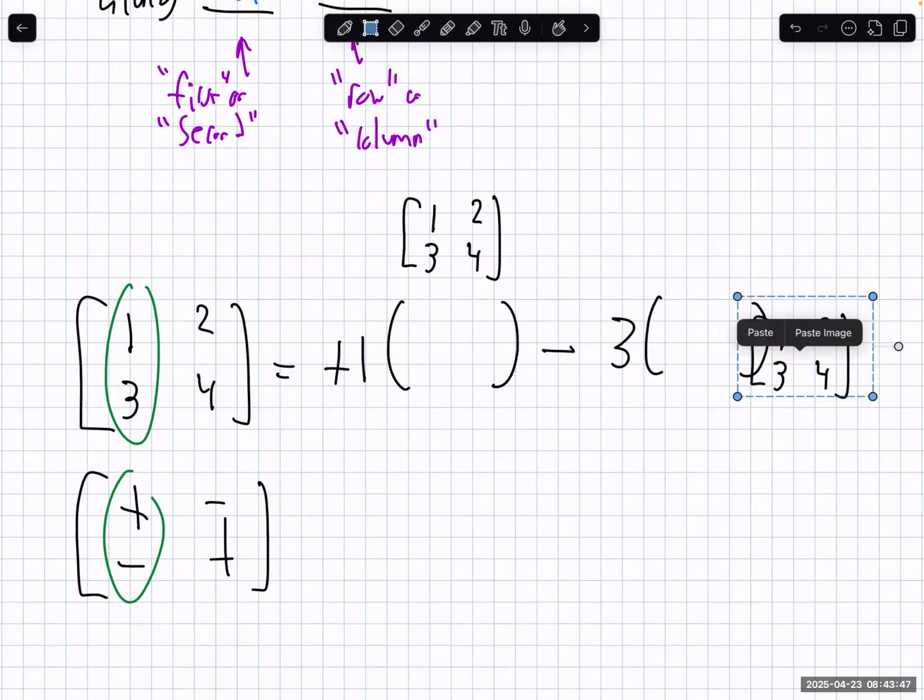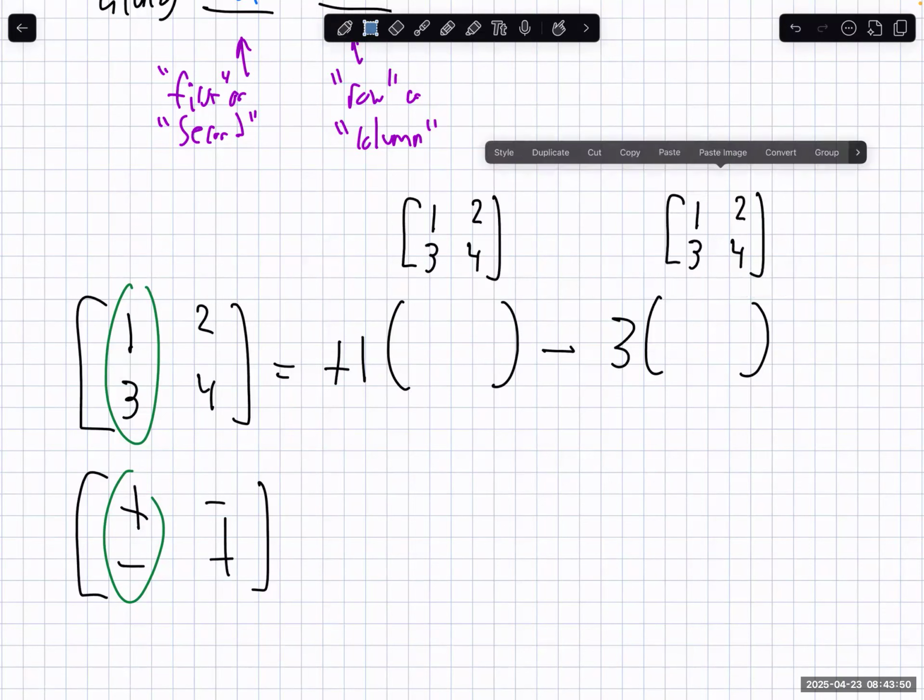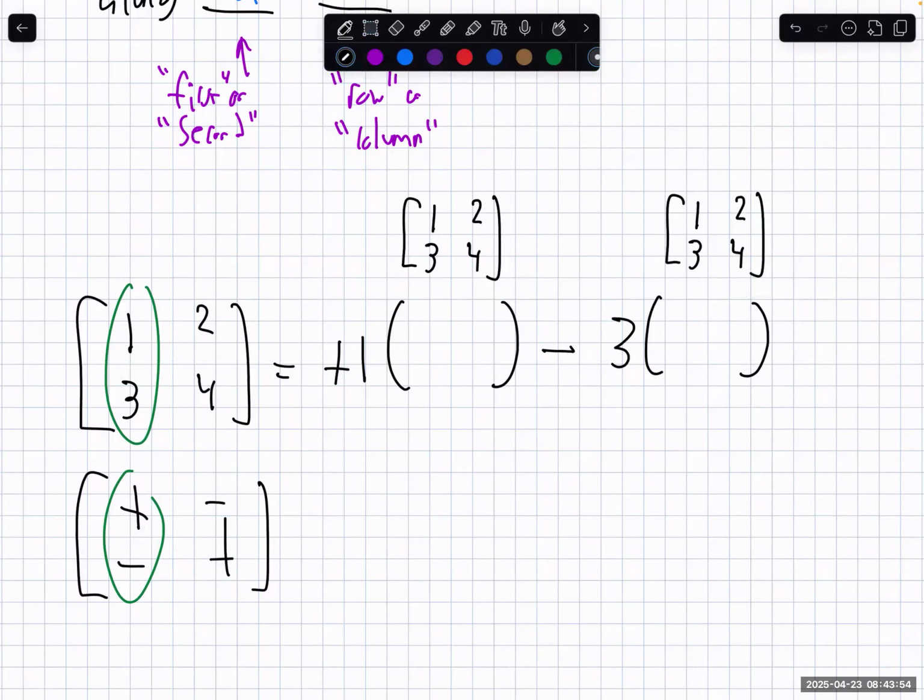Then what I like to do is put a copy of the matrix up here. I've got the 1. I cross out 1's row and 1's column and put the remaining number here. For the 3, cross out 3's row and 3's column, put the remaining number there. For -6, the determinant is -2.